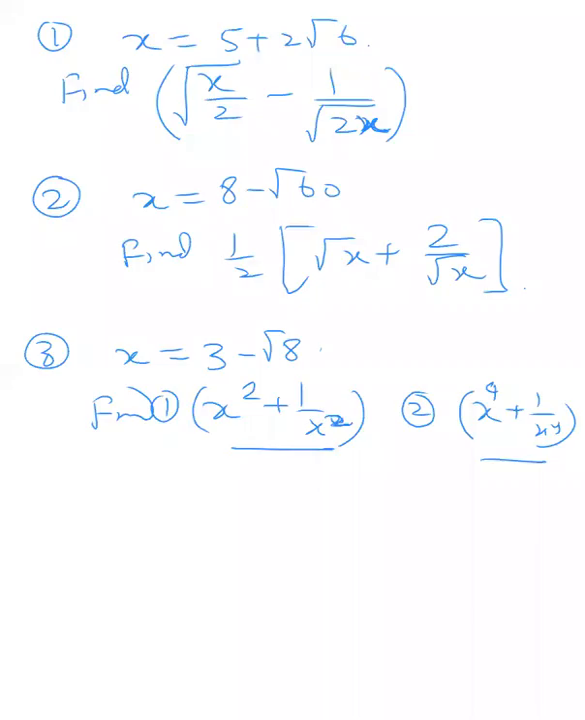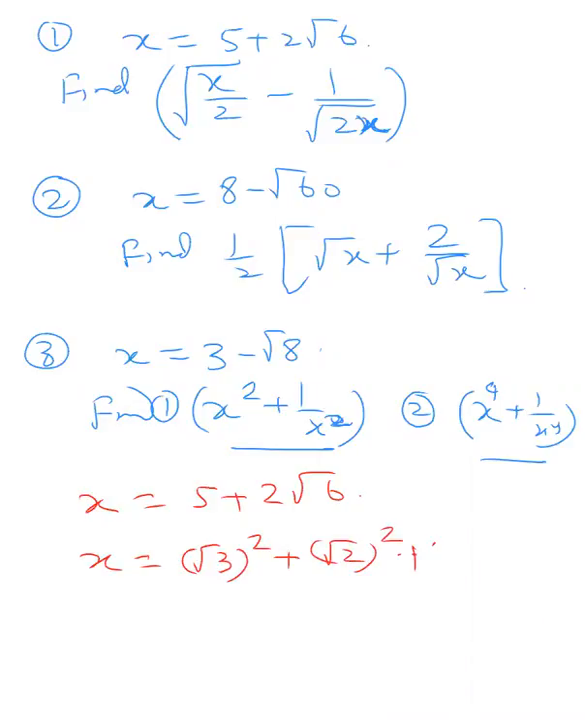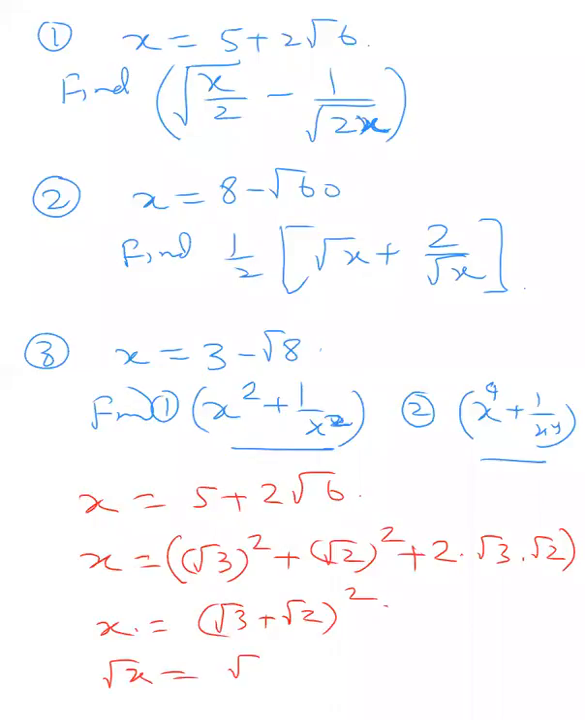First question. It is given x is equal to 5 plus 2 root 6. If you observe carefully, we can write 5 as (root 3) square plus (root 2) square, and root 6 as root 3 into root 2. Intelligently you can write 5 plus 2 root 6 as (root 3 plus root 2) the whole square. This is x. So under root x is nothing but root 3 plus root 2.